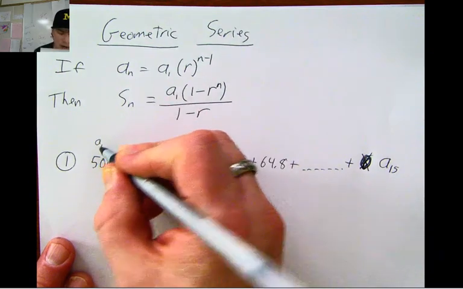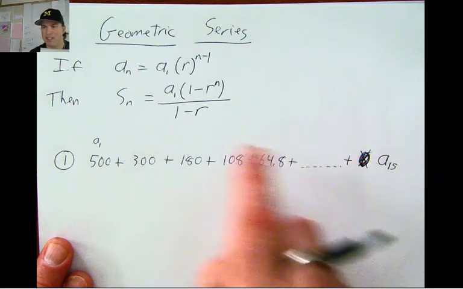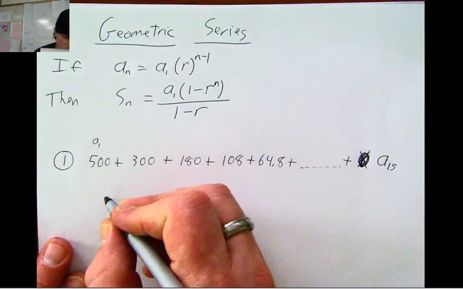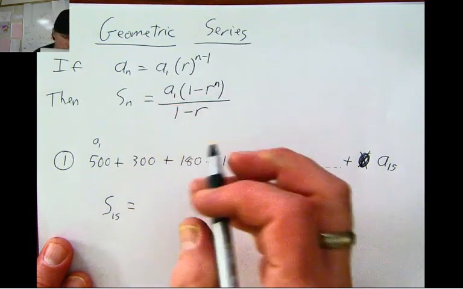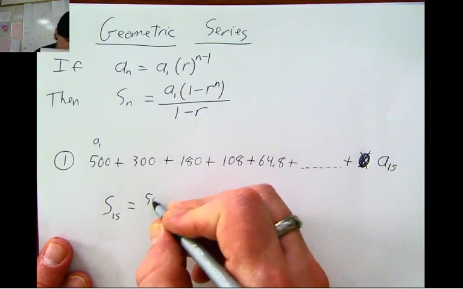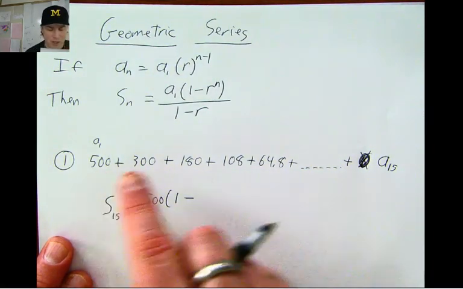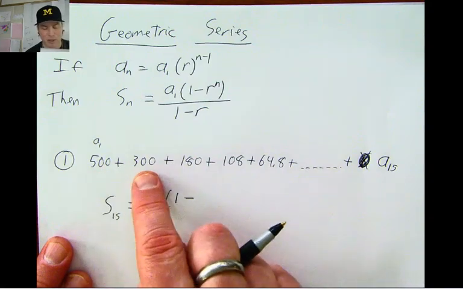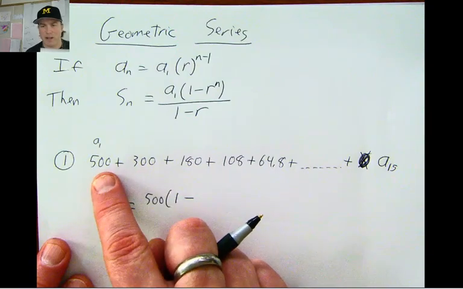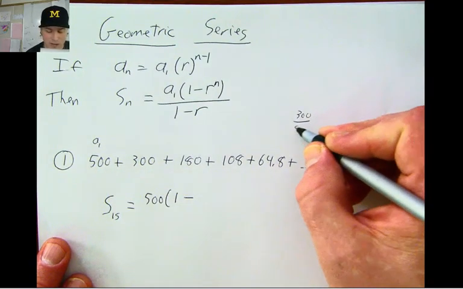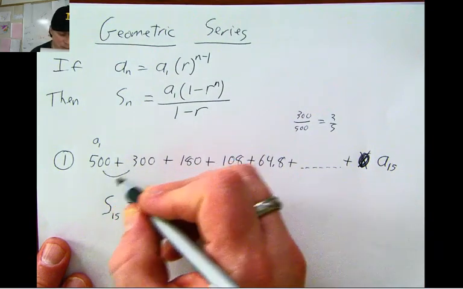Assume that this 500 is your A1 and it says A15, so that's 15 terms in the series, so we're looking for S15, and that's equal to A1, which is 500, times the quantity of 1 minus, well, what are you multiplying this by to get from 500 to 300 to 180? A good way of doing that is just going the second number divided by the first number. 300 divided by 500 is equal to 3/5. So that's your multiplier. You're multiplying by 3/5.